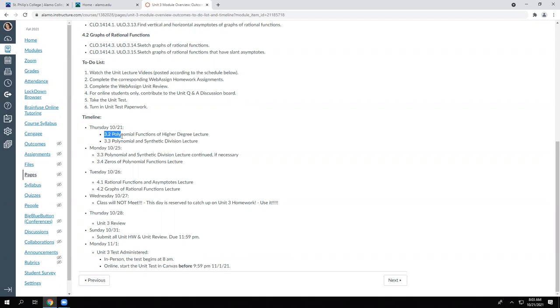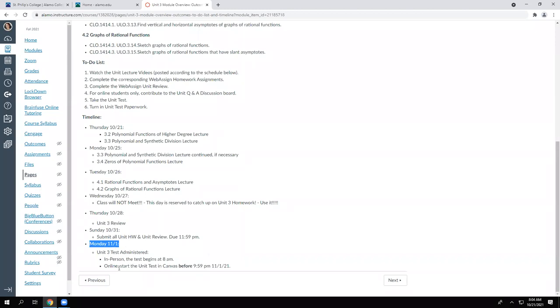But I did push 3.3 into tomorrow, and so hopefully we can make it there. If not, we might have to get rid of the homework day and you'll just have that weekend to get the homework done. Okay, if need be, I'll just keep going through the class time and see how far we can get, okay? The test will not be until Monday, November the 1st, okay?